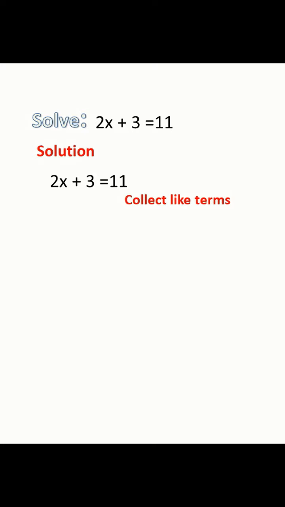Like terms means the numbers without x, we bring them together, and the ones with x, we bring those together. Since it's only 3 that does not look like x in the first part of the equation, what I'll do is move 3 to the other side of the equation. So we have 2x equals 11 minus 3. So our 2x will be equal to 11 minus 3, which is 8.